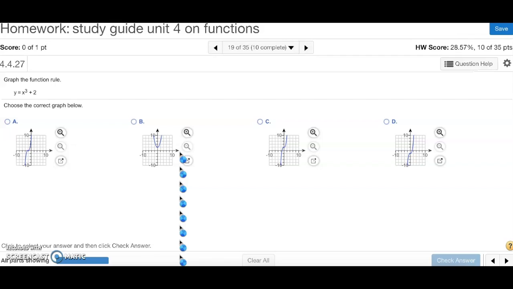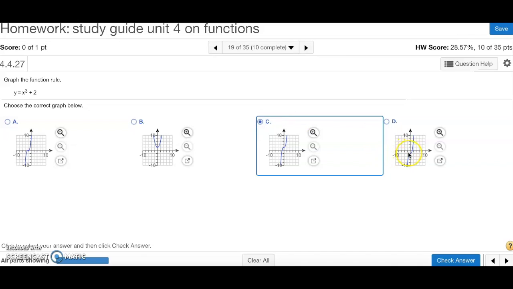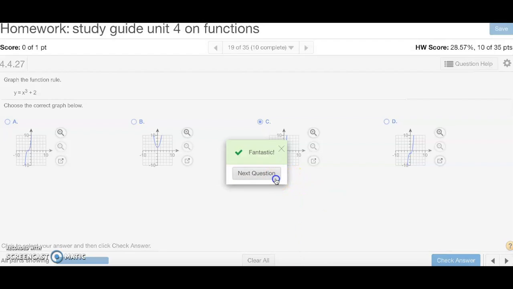For number 19, we're graphing this rule. A function with x to the third will be a cubic function, which means it will not be B. That's a parabola, an x squared function. So plus 2 on the outside means you're shifting it up 2. That means it'll have to be C. D, we're shifting it down. A, you're shifting it to the left. So your answer is going to be C for number 19.